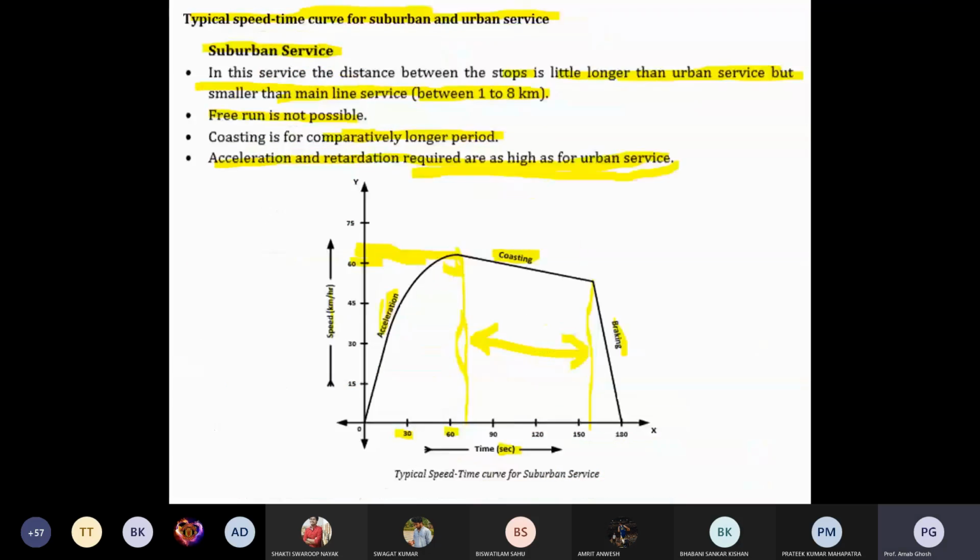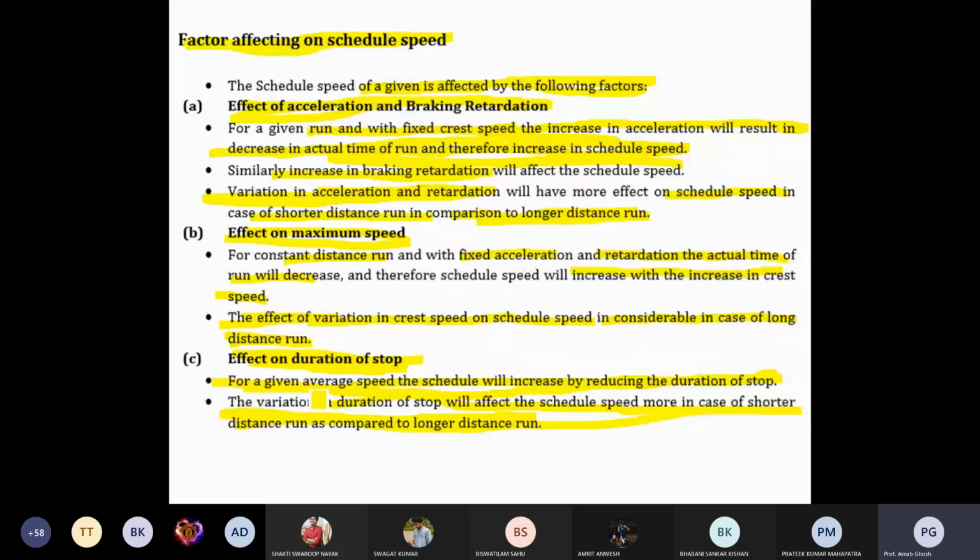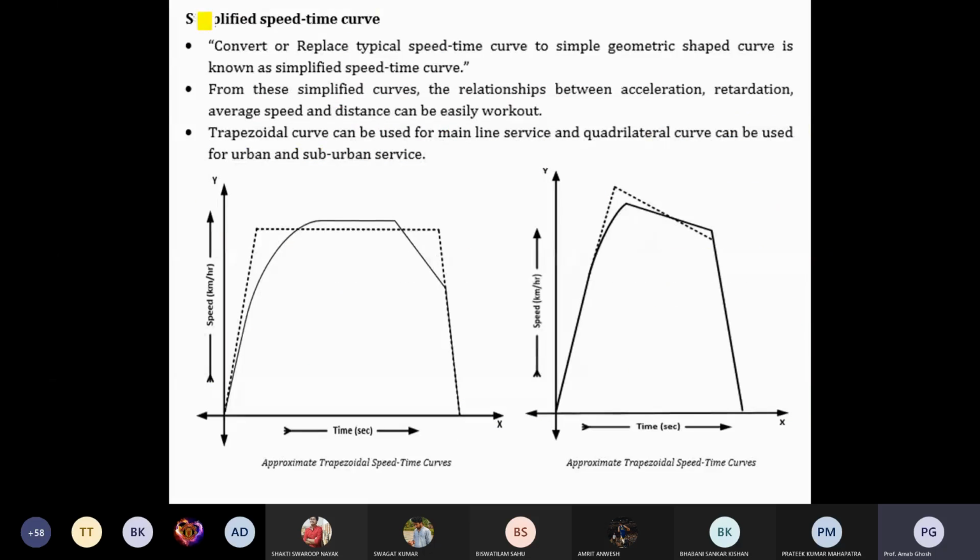So first, it is given how it looks like. It is suburban, I think. First one is your suburban type, so acceleration, then retardation, then finally, no sorry, it is for mainline transportation. Okay, it is for mainline. So free running is there, means mainline. Okay, so approximate trapezoidal speed time curve. Both of the cases you can see.